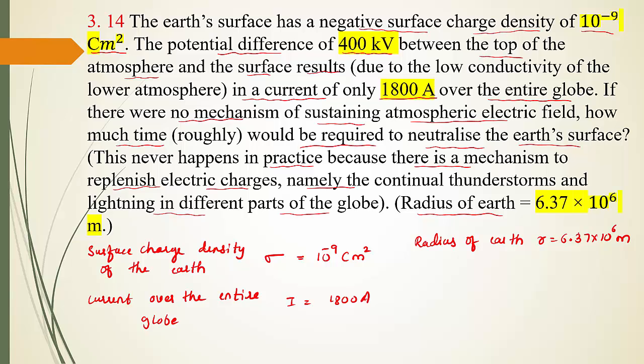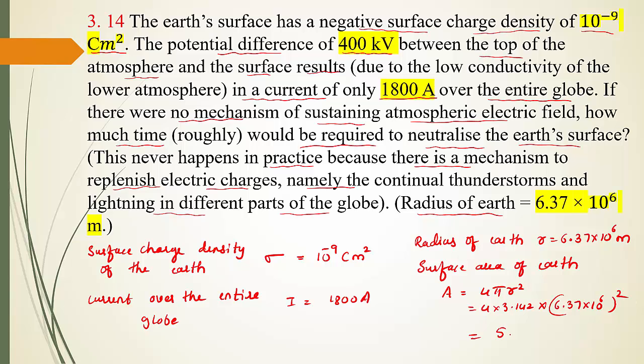Easily we can find the surface area of the Earth. Surface area of Earth means we can write A equal to 4 pi r square. Substitute the values: 4 into 3.142 into radius 6.37 into 10 raised to 6 whole square. So we will get the final answer, that is 5.09 into 10 raised to 14 meter square. This is the surface area of the Earth.